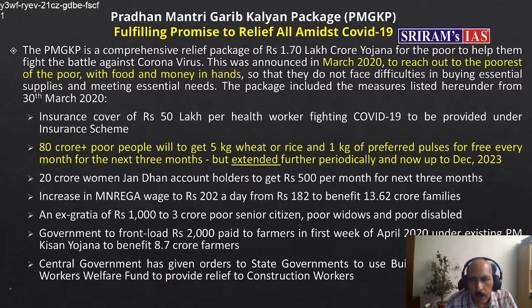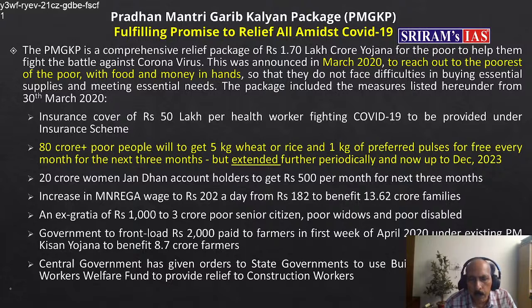That was announced in March, April 20, and the scheme was announced initially for 3 months, but subsequently it was extended periodically, and the last extension is given up to December 2023, and therefore it is expanded over a period of time. The other important component of the PMGKP was the 20 crore women Jan Dhan account holders who get rupees 500 per month for the next 3 months.